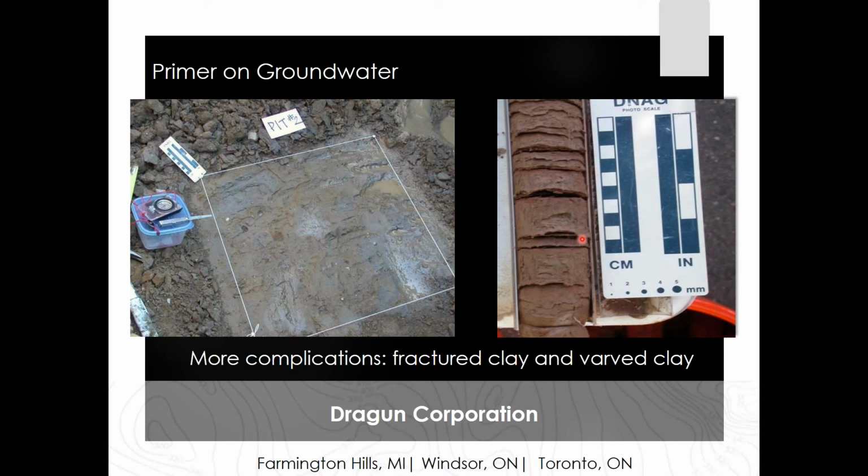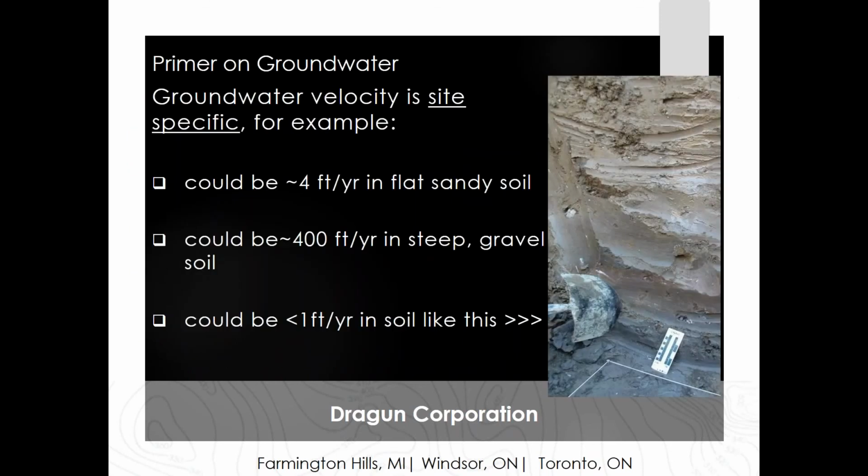And on the right, we have what's called varved clays. Varved clays occur where there's been a glacial lake, and we get these horizontal laminations that allow groundwater to move quicker than the massive part of the clay. So these would complicate the interpretation of how quickly you'd expect groundwater to flow.